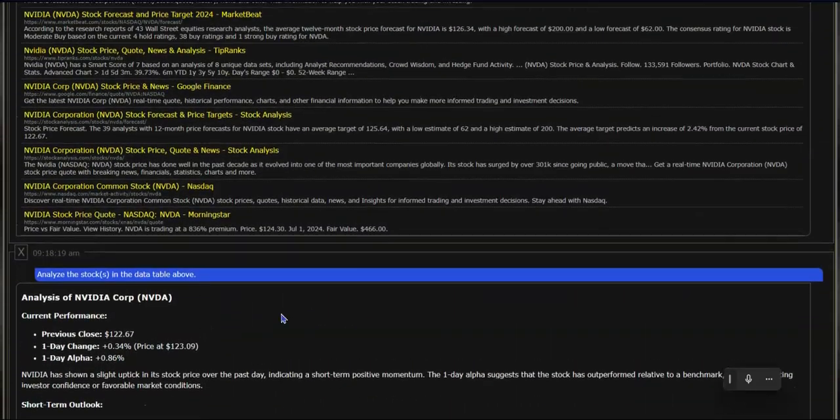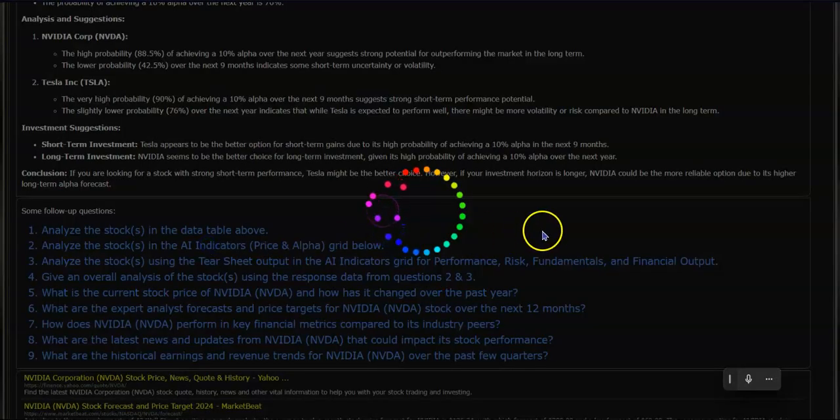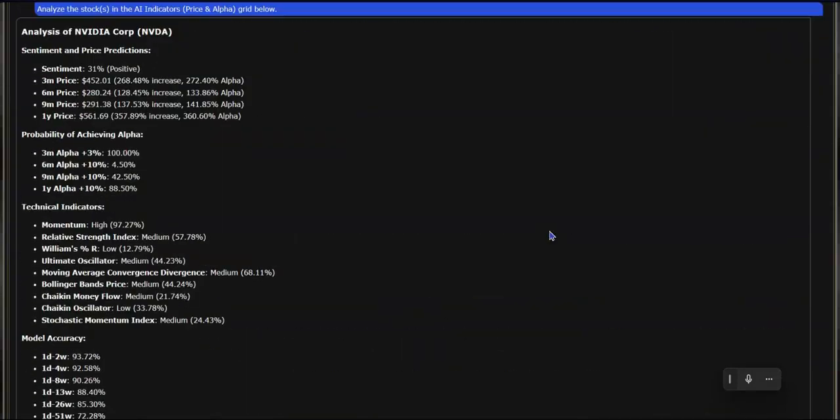Now we can take it a step further, go to the next prompt, and say analyze the stocks in the AI indicators price and alpha grid below. We give an AI price grid and alpha grid, which has over 200 outputs. We're analyzing all those outputs in the grid. So instead of having to scroll through the grid and look at all the outputs, GPT-4o is doing it for us.